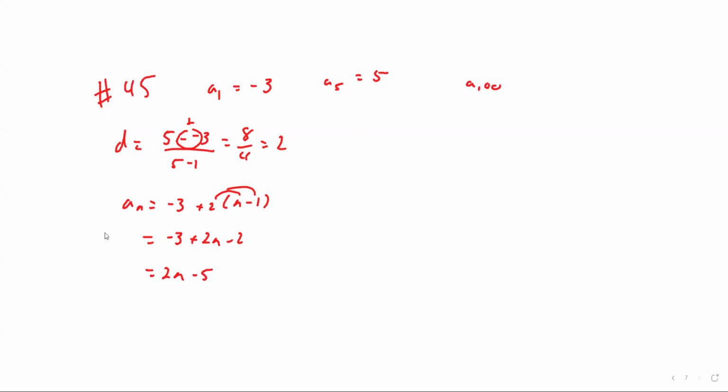Now, if I want a(100), so this is what a(n) is, a(100), I'll now do 2 times 100 minus 5. So that'd be 200 minus 5, which is 195, which is a lot better than going from 5, going plus 2, plus 2, plus 2 until I get to a(100). So again, using that formula to help you get to the answer a lot faster.